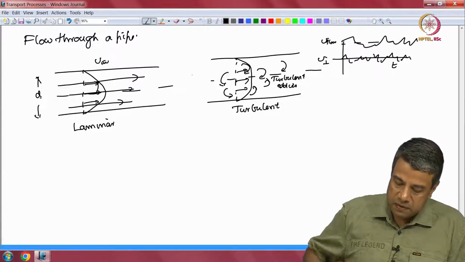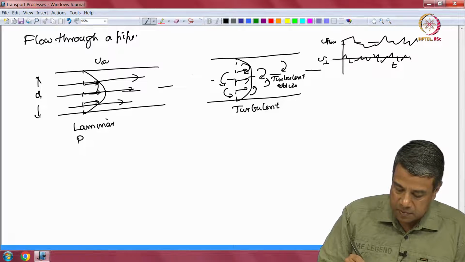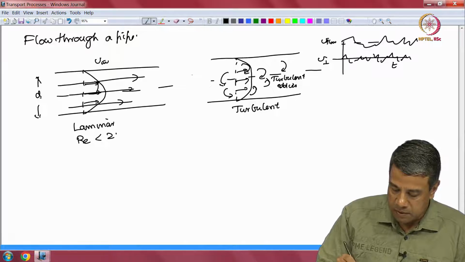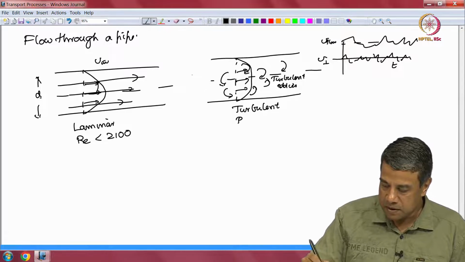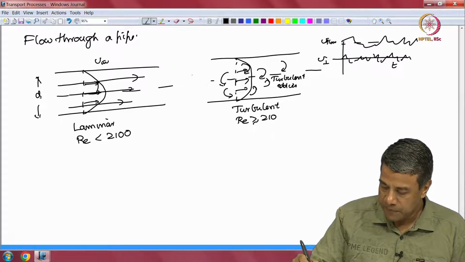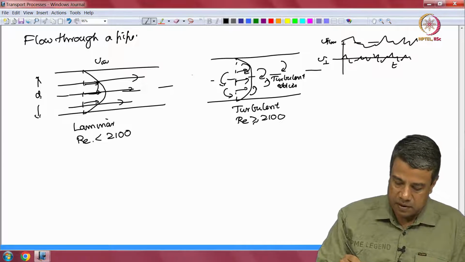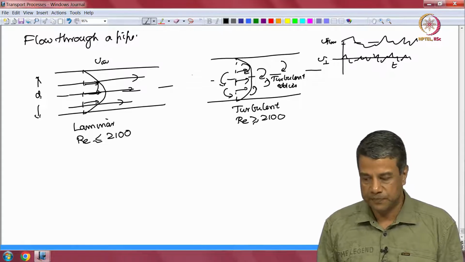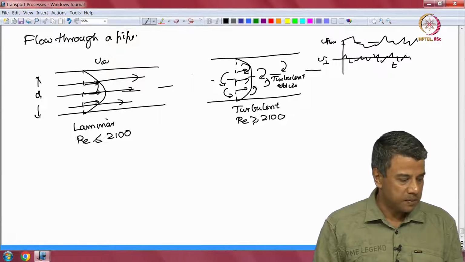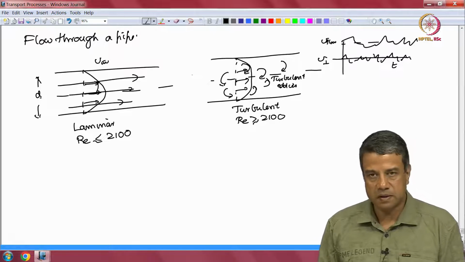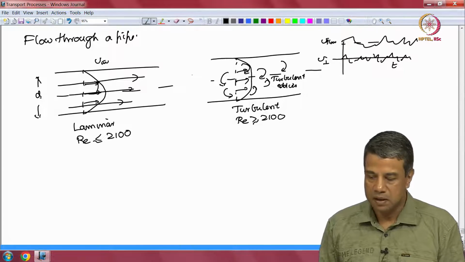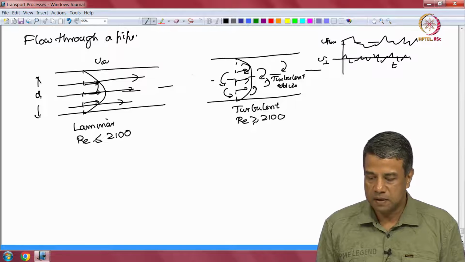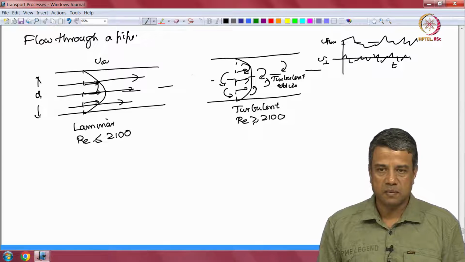The laminar flow is observed for Reynolds number less than about 2100, and for Reynolds number greater than approximately 2100. It is not exactly 2100, but it is approximately 2100. For Reynolds number greater than approximately 2100, you have a turbulent flow. And the turbulent flow is flatter at the center, more plug like.